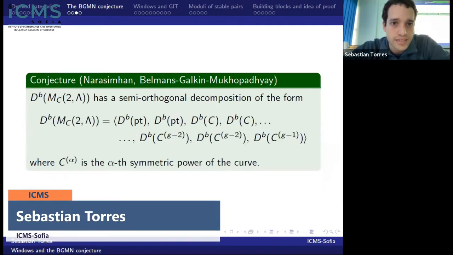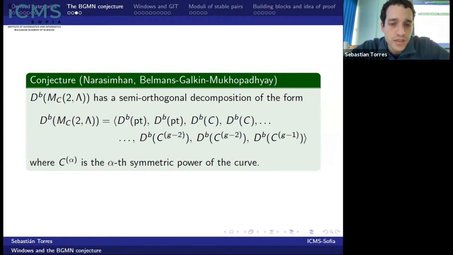There's this conjecture that says that should always be the case, not just with points, the curve and the symmetric square, but there should be this semi-orthogonal decomposition for the whole derived category of the space of stable bundles, given as follows. There should be 2 copies of the derived category of the point, so that should be 2 line bundles that are exceptional. There should be 2 copies of the curve, 2 copies of the symmetric square, and so on all the way to G minus 2, and then only 1 copy of the G minus first symmetric power of the curve. That was conjectured by Narasimhan and also by Belmans, Galkin, and Mukhopadhyay around the same time, maybe 3 years ago.